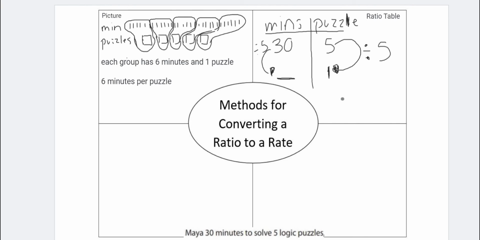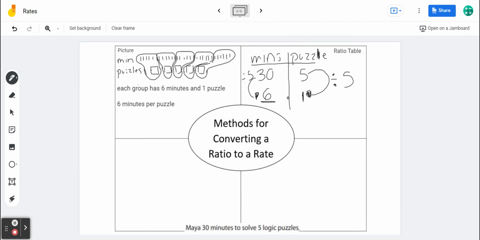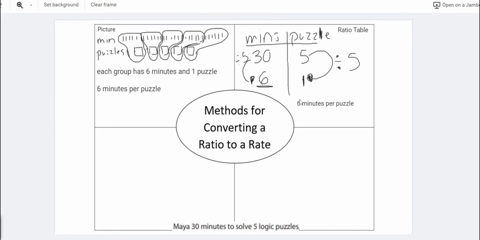So what's 30 divided by 5? That is 6. So that means it takes Maya 6 minutes per puzzle for every 1 puzzle. I'm going to type that out again. 6 minutes per puzzle. So different method, different model, same answer.